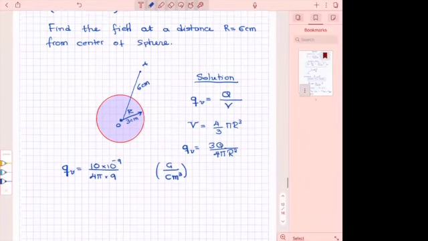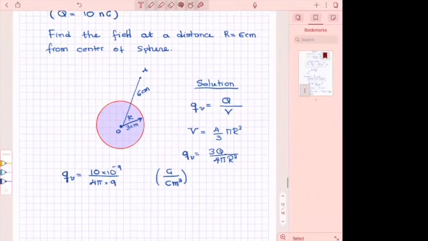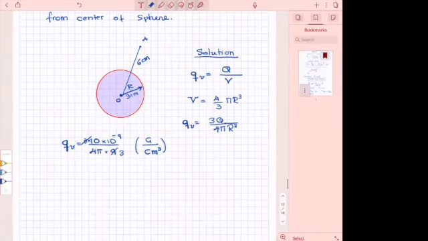And here we have centimeters cubed. All right. And I have also a 3 here. So practically, that gives me 3. And I have 10 to minus 8 divided by 4 pi.